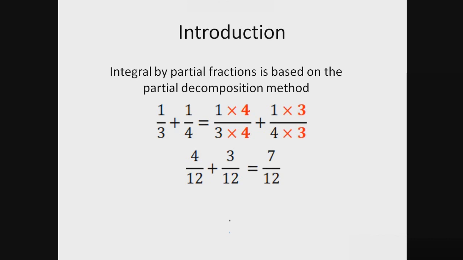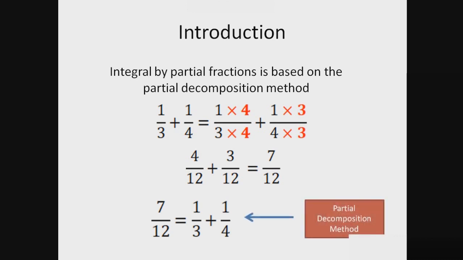Inversely, we can also say that 7 over 12 is equal to 1/3 plus 1/4. So this is called the partial decomposition method. We will use this method to solve some rational functions to integrate them later on.